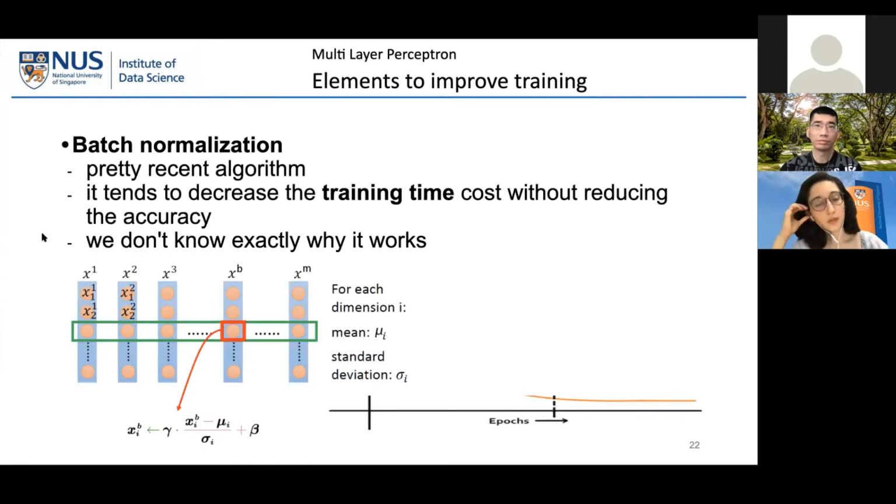Okay, another element to improve training is adding batch normalization. So we introduced also yesterday the idea of batch training. When you have a big data set, maybe you don't want to compute the cost function after iterating over all your training samples, because if you have 1 million, it can be very long, right? So maybe you want to select some small batch and to iterate, so to calculate the cost function after each batch, which is more reasonable.